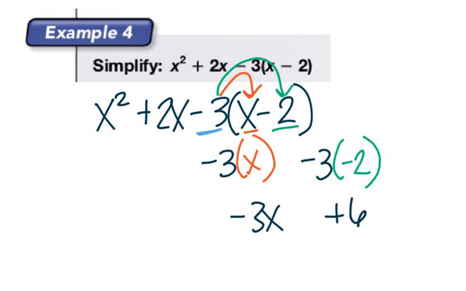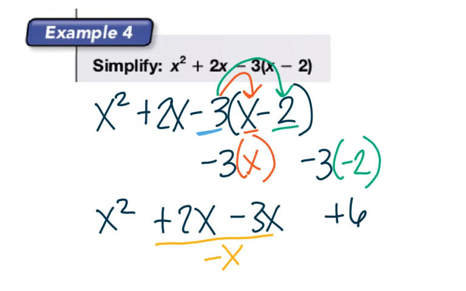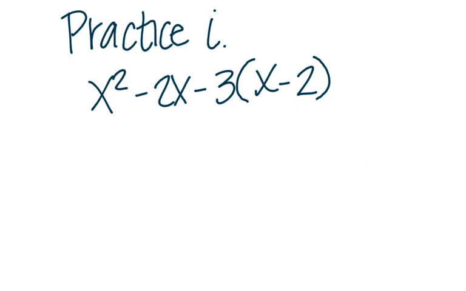So I'll bring everything else down. I have x squared plus 2x minus 3x plus 6. That gives me a negative x. So I have x squared minus x plus 6. Okay, and here's the last practice problem. Go for it.